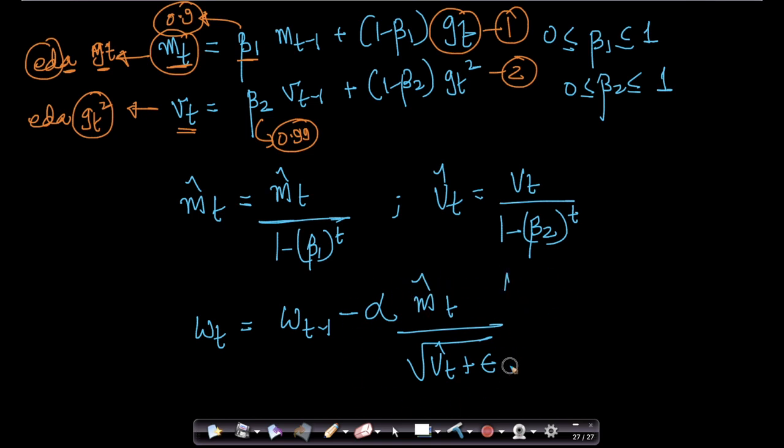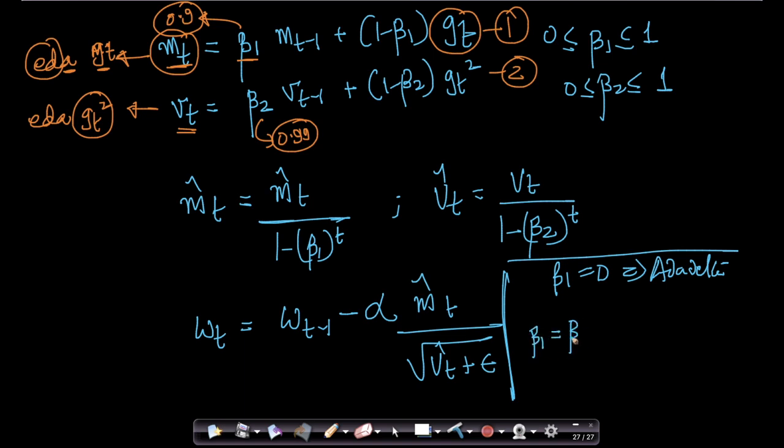okay, so let's write it down. If your beta 1 equals 0, then what happens? If beta 1 becomes 0, this whole term becomes 0. What happens to your mt? Your mt is nothing but gt, right? So you have your gt here. You have gt by variance square. Then what do you get here? You get your Ada delta, if beta 1 equals 0.